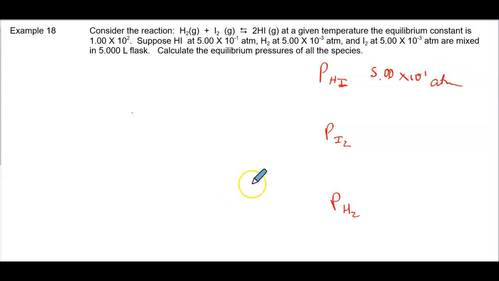We have the pressure of H2, let's do I2 here. I2 is 5.00 times 10 to the negative third atm. ATM is atmosphere, so it's a pressure. And we have H2 to be 5.00 times 10 to the negative third atm. Okay, so I pulled that out of where? I pulled that out of reading this problem. So I just read right here.